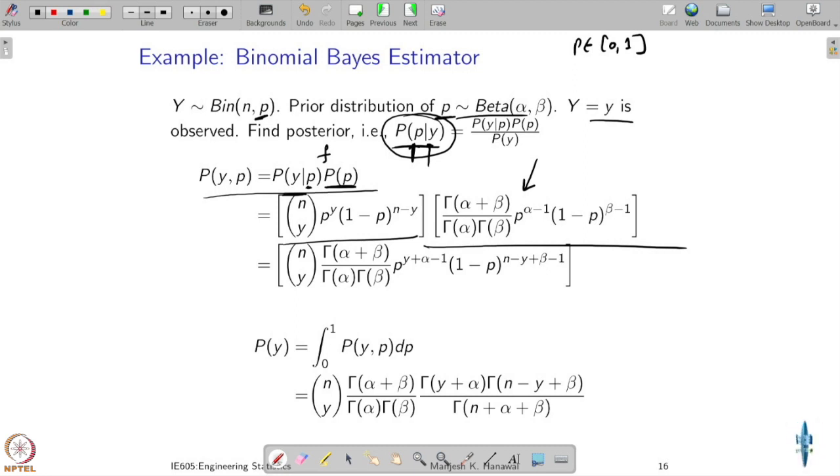Now I have simply organized that. I have just clubbed p to the power alpha minus 1 and p to the power y together, and 1 minus p to the power beta minus 1 and n minus y together. That's it. I have just simplified this. Now I have the numerator.